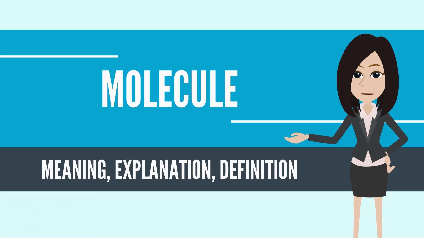polyatomic ions. In the kinetic theory of gases, the term molecule is often used for any gaseous particle regardless of its composition. According to this definition, noble gas atoms are considered molecules as they are monatomic molecules.